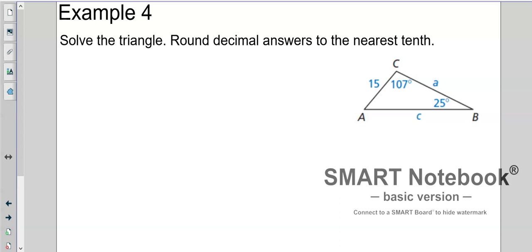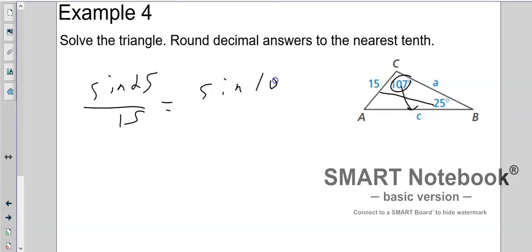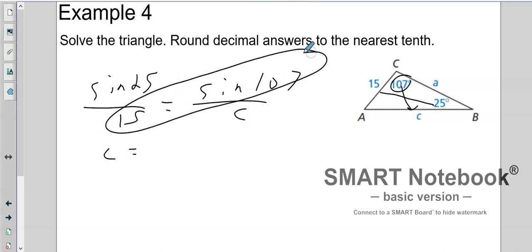All right, example 4. What do we have? We have an angle and its opposite side, right? So, sine of 25 over 15. Since I have angle C here, I'm going to find little c. So, sine of 107 over little c. Same idea. Cross multiply. 15 times sine of 107 divided by sine of 25.